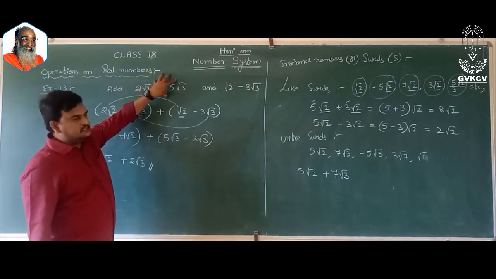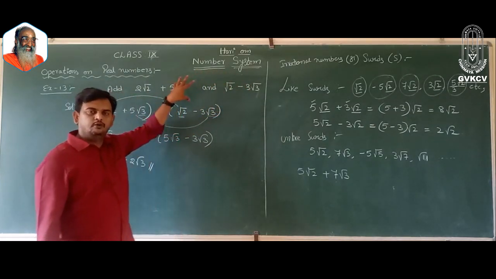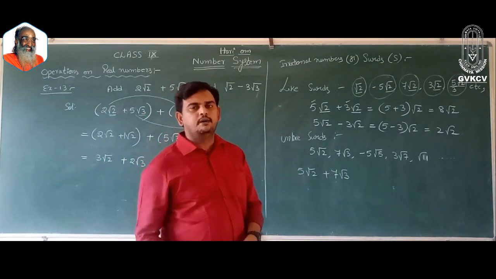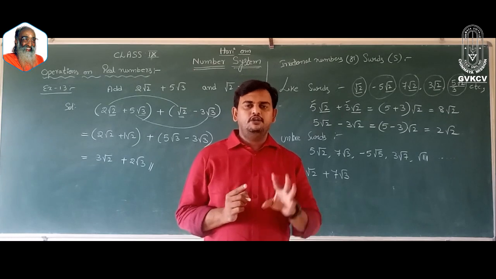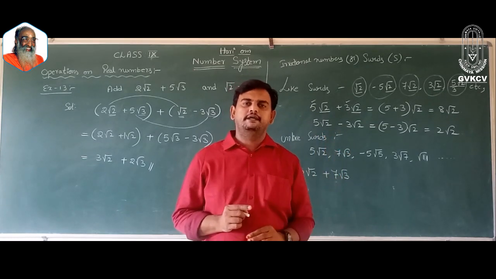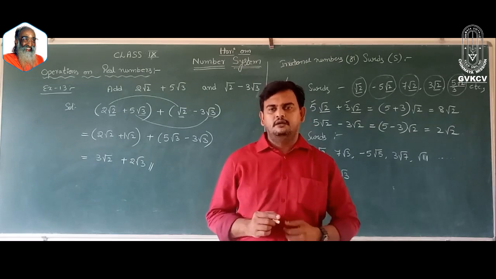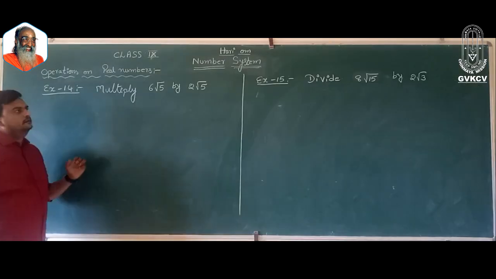So, this is the value we have and this is the value we have. These two we have to add. While adding the surds, you need to observe whether you have any like surds or not. When you are able to identify the like surds, simply add them, and you can subtract them. This is about example number 13.